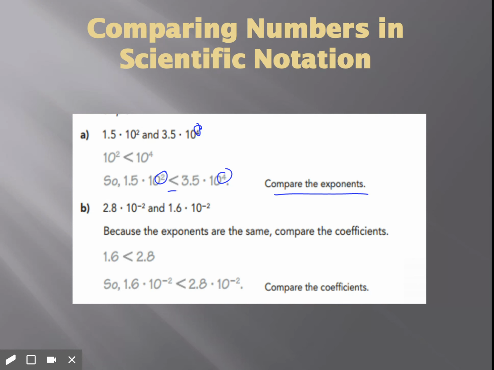But what happens if we have the same exponent? Here we have 2.8 times 10 to the negative 2 and 1.6 times 10 to the negative 2. So then you're just going to compare the coefficients. So 2.8 compared to 1.6. 1.6 is smaller, so we would say 1.6 times 10 to the negative 2 is less than 2.8 times 10 to the negative 2 power.